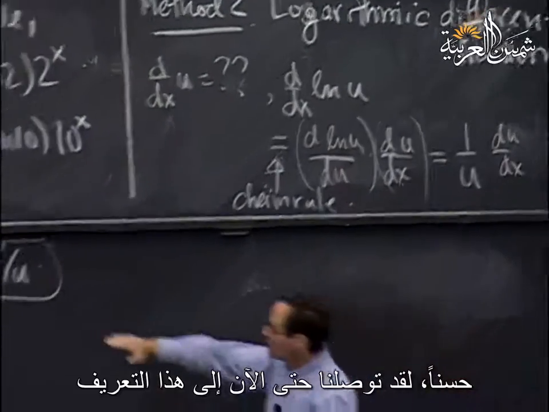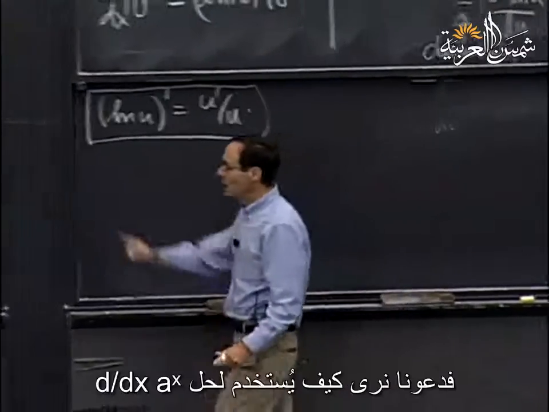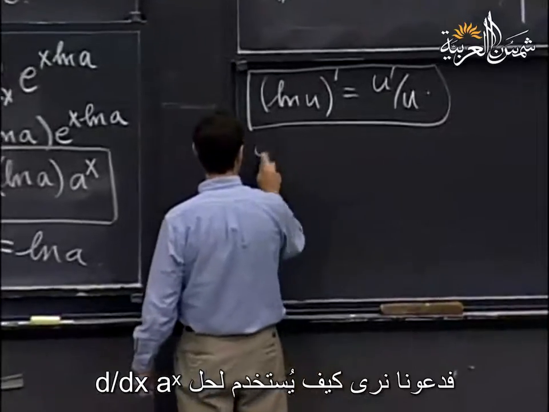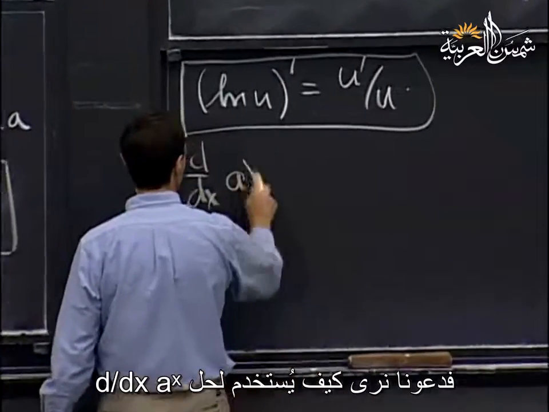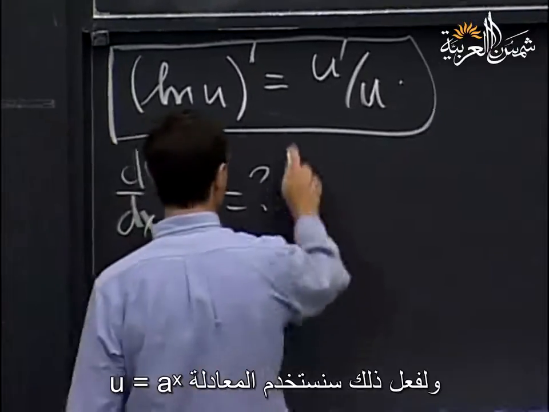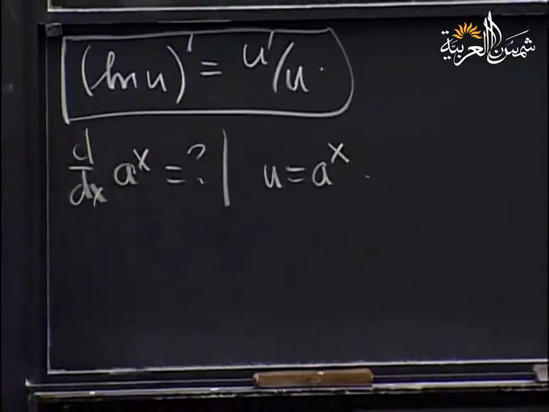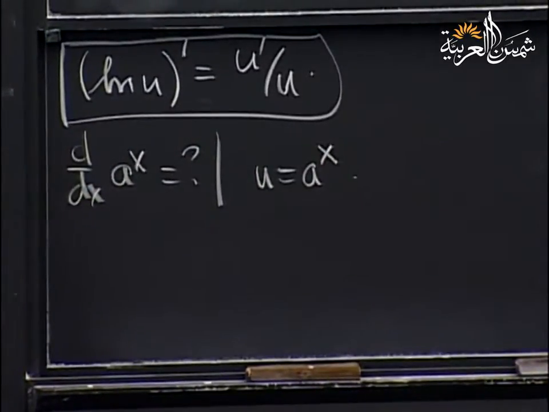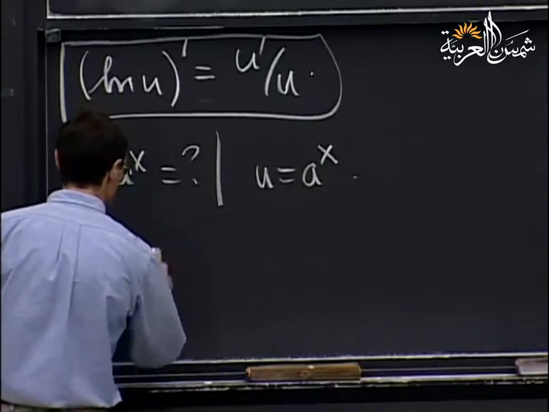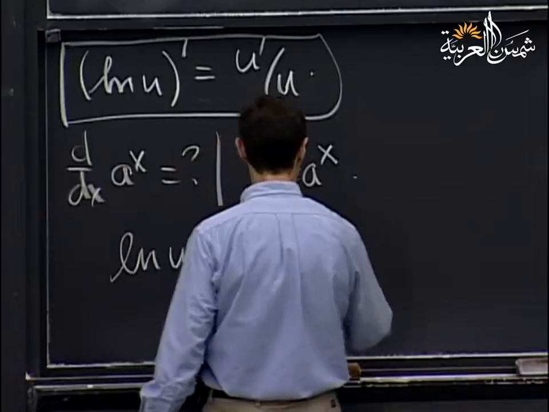All right, so now I've worked out this identity here, and now let's show how it handles this case, d by dx, a to the x. Let's do this one. So in order to get that one, I would take u is equal to a to the x. All right? And now let's just take a look at what log u is. Log u is equal to x log a.